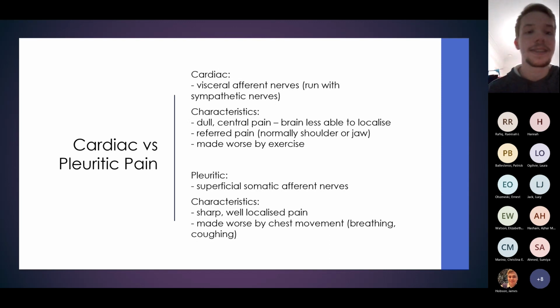And as someone said, made worse by exercise. That's normally the case with cardiac pain. And I should have put a note on that as well. It's normally then relieved by resting after that, especially with things such as stable angina. So on to pleuritic pain, which is more somatic. It's somatic nerves which would be innervating that. What sort of pain would someone experiencing pleuritic chest pain describe it as?